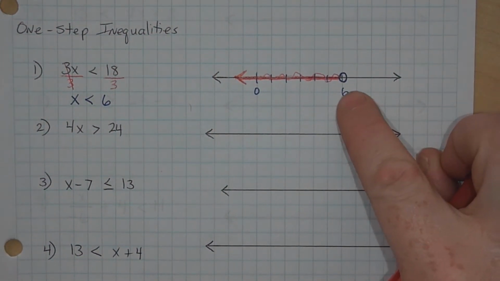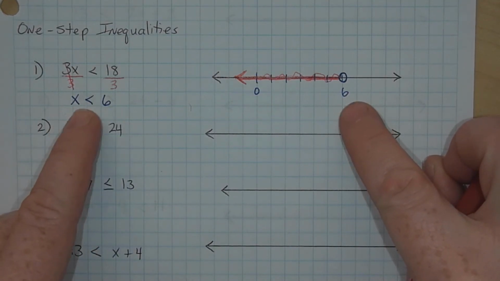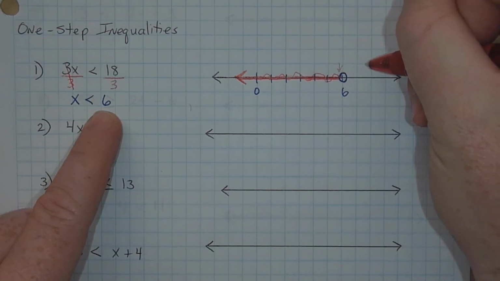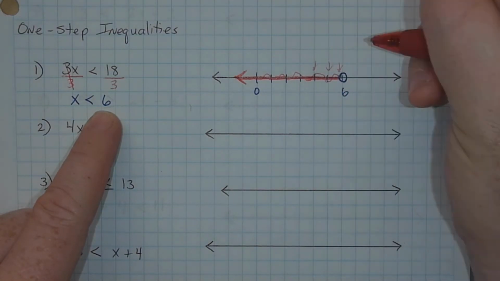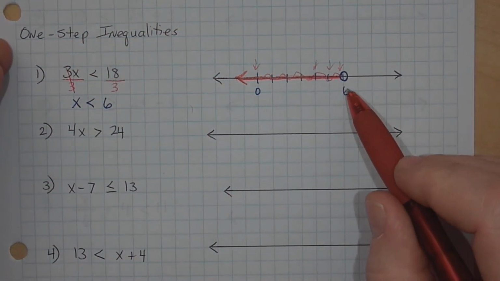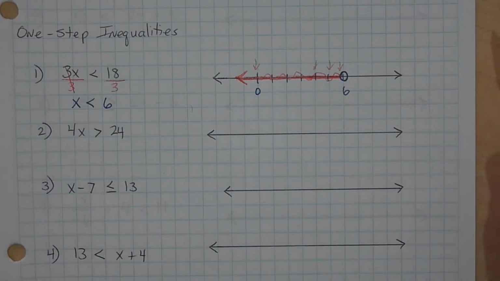But it's open. The reason why it's open is because you do not want to include 6 as part of your solution. 6 cannot be less than 6. So 6 can't be part of your solution. Now 5.9 can be, 5 can be, 4 can be, 0 can be part of your solution, right? But the 6 cannot. So that's why it's an open circle, because that's not part of your answer. It's not part of your solution.